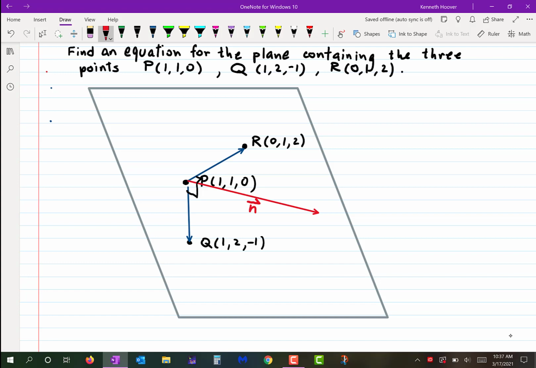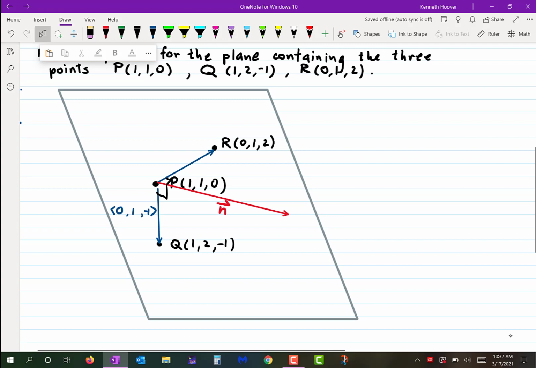So let's do this. Let's write down these two blue vectors. Okay, so this one here, that goes from P to Q. So what vector would that be? That would be 0, 1, -1. This other vector goes from P to R. So what would that vector be? It would be -1, 0, 2.